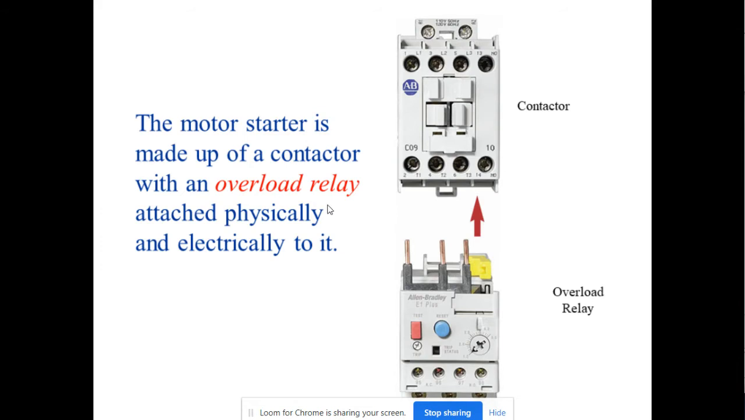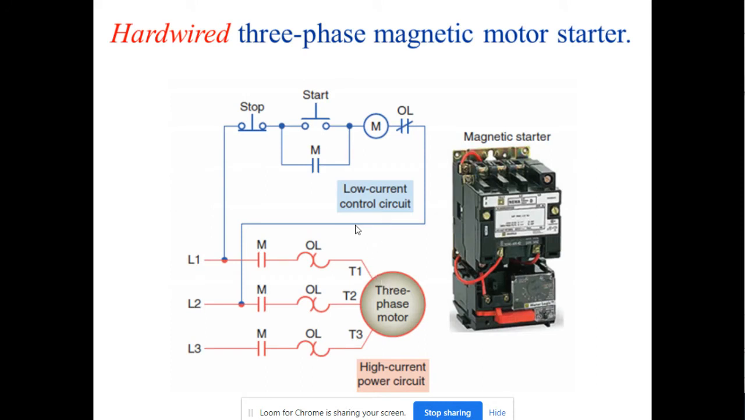Next is the motor starter. A motor starter is made up of a contactor with an overload relay. We really need to put this in to avoid overload, so this relay will switch off when an overload happens. This is how we wire the three-phase magnetic motor starter. Later we will draw the ladder diagram.